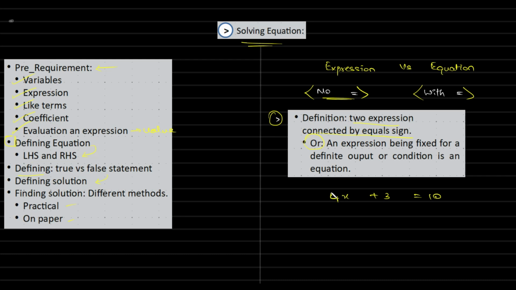Okay, so this is an expression. So I'm telling I want this to be equal to 10. I'm putting a condition. So that's when we get an equation.